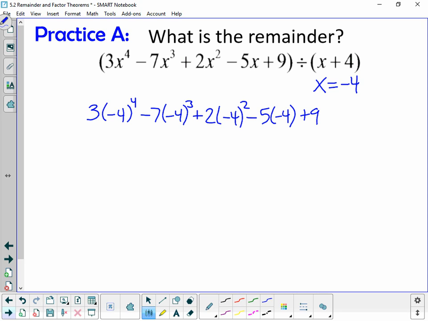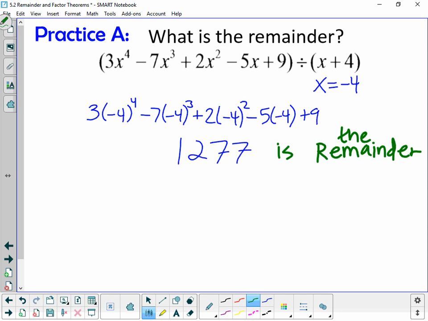So if we, let's see, sorry, I'm just putting it in the calculator. If we substitute -4 in for x, we get 1277. It's a huge number. That is the remainder. So if we divided 3x to the 4th minus 7x squared plus 2x squared minus 5x plus 9 by x plus 4, we would get 1277 as the remainder.